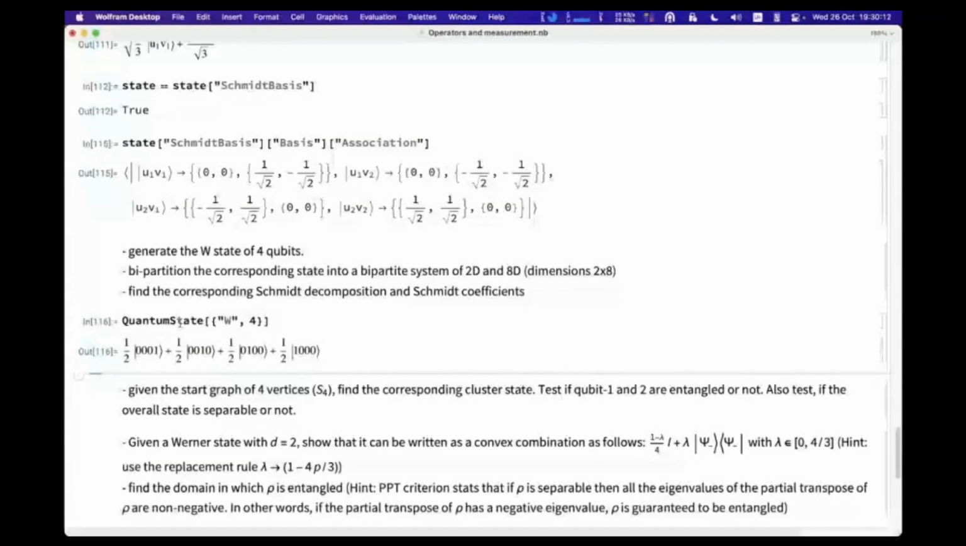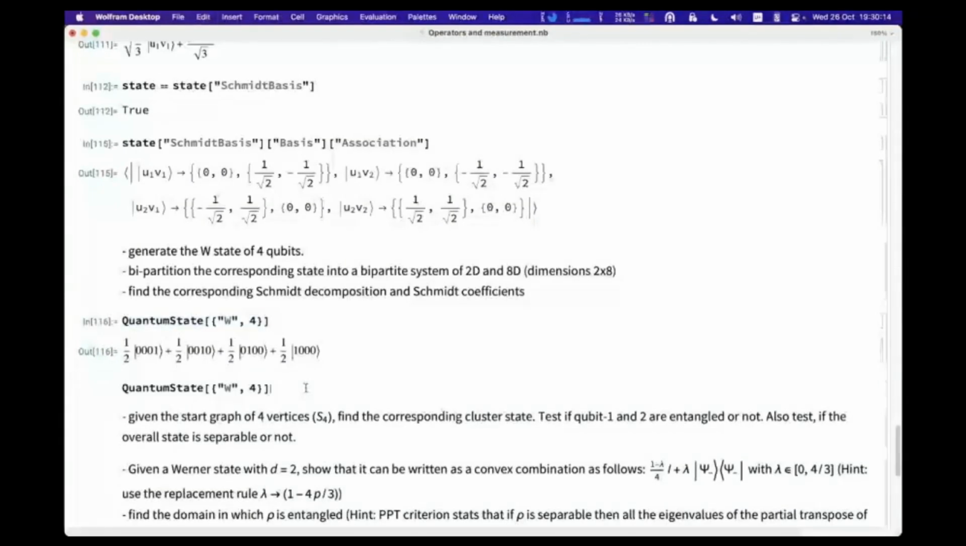Now the idea of bipartition, remember, is that it's a quantum state containing 4 subsystems. Bipartition means making it into 2 particles, 2 subsystems.